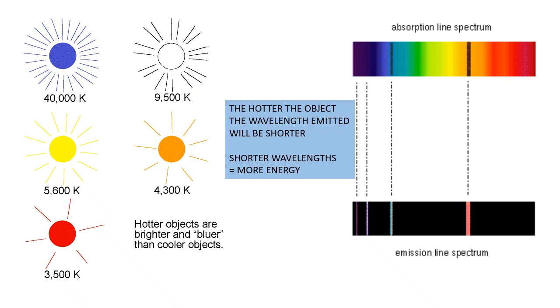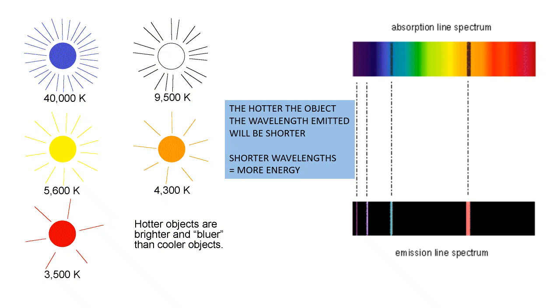Now let's look at this slide. So whenever you have a hot object, it will emit light. The hotter the object, the more the color is towards the blue. So the hotter the object, the shorter the wavelength emitted, because shorter wavelengths have more energy. Hotter objects are brighter and bluer than cooler objects.